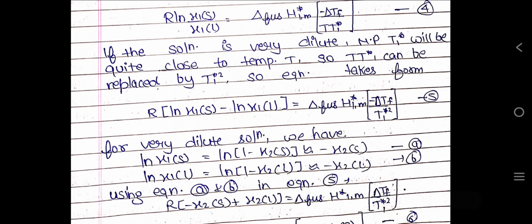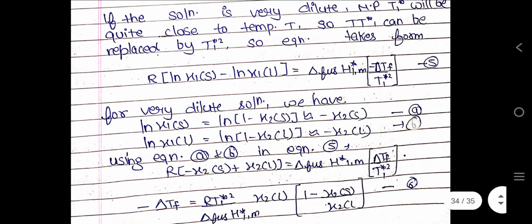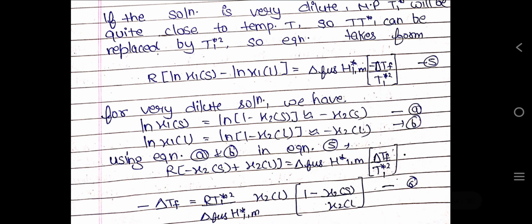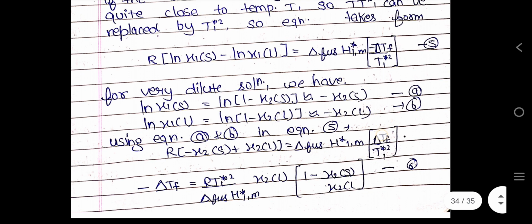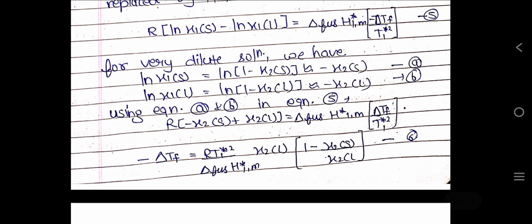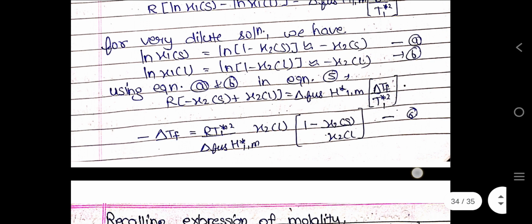R ln of x1s by x1L is equal to del fusion H into 1 by T minus 1 by T1, which is del fusion H into T1 minus T by T into T1. After putting T minus T1 equal to del Tf, R ln of x1s by x1L is equal to del fusion H into minus del Tf by T into T1. If the solution is very dilute, the melting point T1 will be quite close to temperature T, so T into T1 can be replaced by T1 squared.